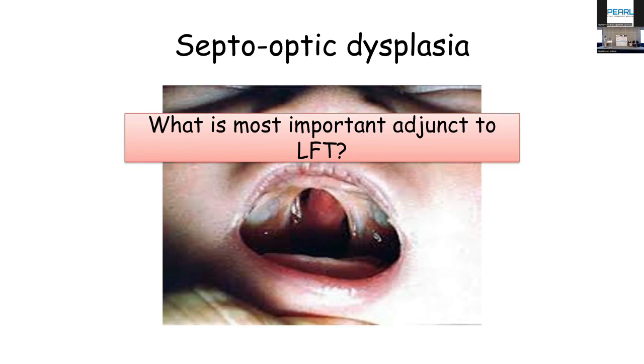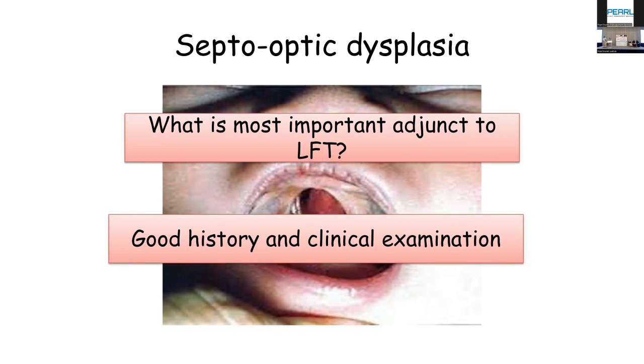So the most important adjuvant to your liver function test is a good history and a clinical examination. If somebody comes with a report and asks you to assess the condition of the child, you just give it back and say, no, it's not possible. You have to see the child, do a good clinical examination. You have to correlate that with your liver function test. That will give you the answer. Just by looking at a report, you can't tell whether the child is bad or what is needed. So always have a good history and a good clinical examination of the child.